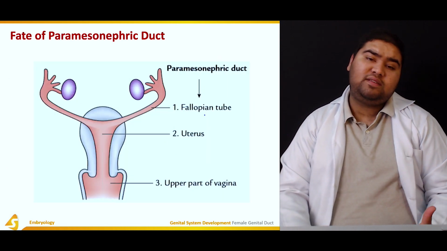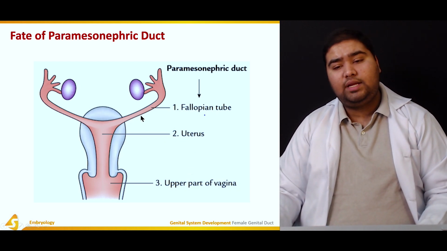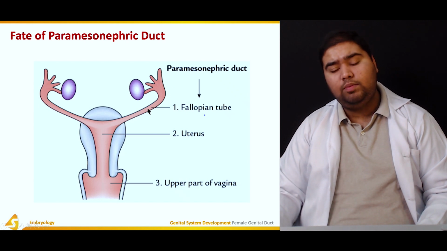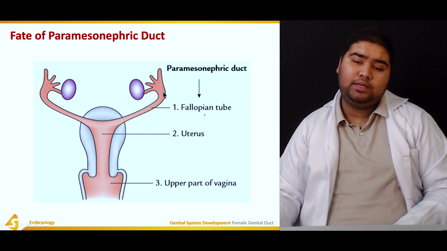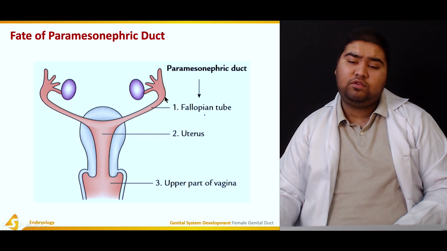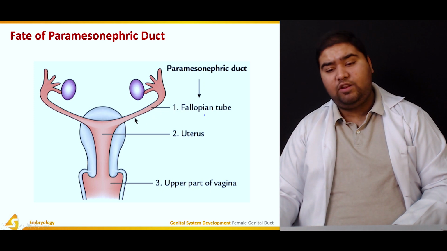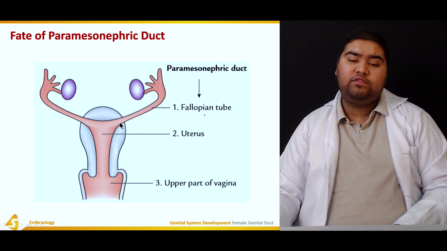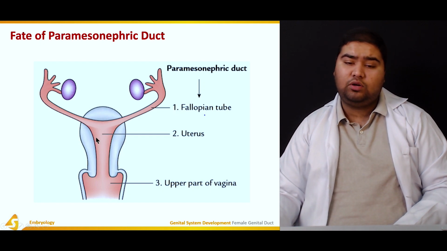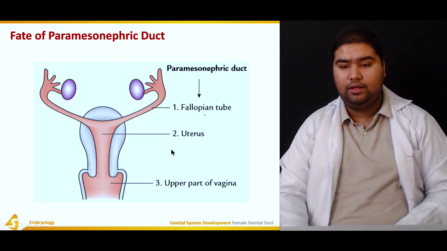So what is the fate of the paramesonephric duct? The paramesonephric duct forms the fallopian tube. Now you can see this upper vertical part forms the fimbriae and the ampullary region of the fallopian tube. This middle horizontal part forms the fallopian tube itself, and the lower vertical part helps in the formation of the uterus. Here you can see the uterus and upper part of the vagina.